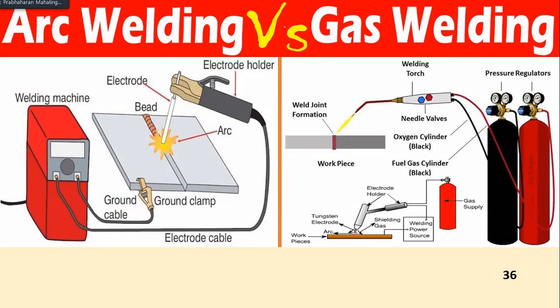So arc is available. Arc means the length of spark is known as arc. Right? So we study later one by one.